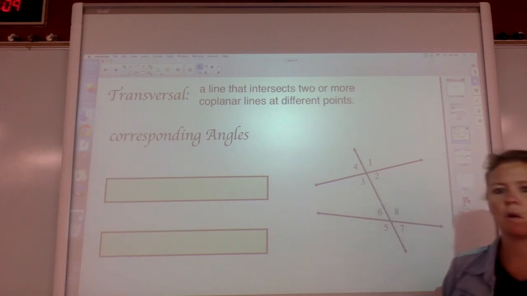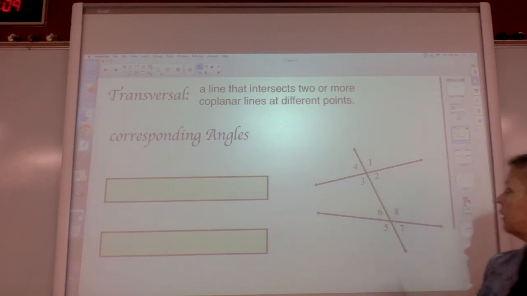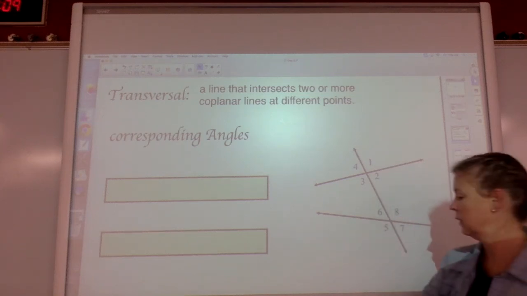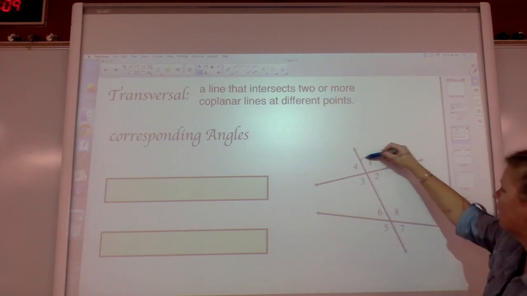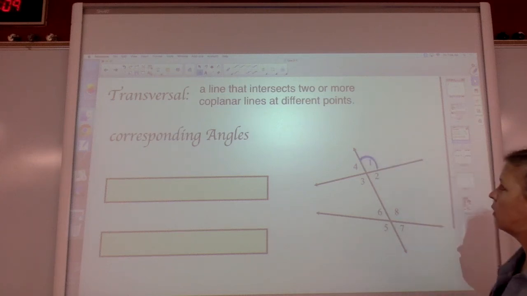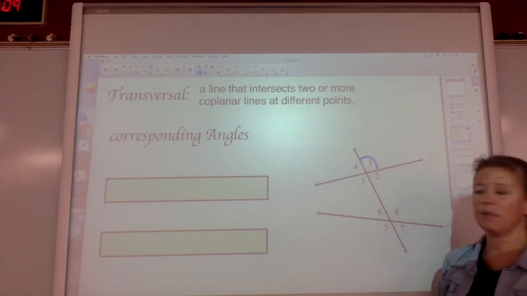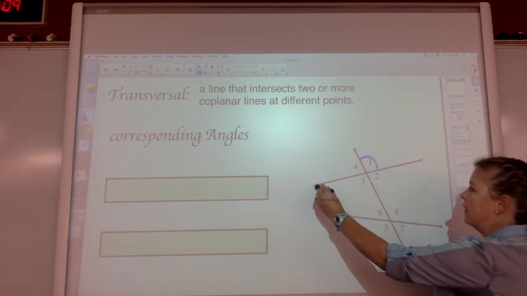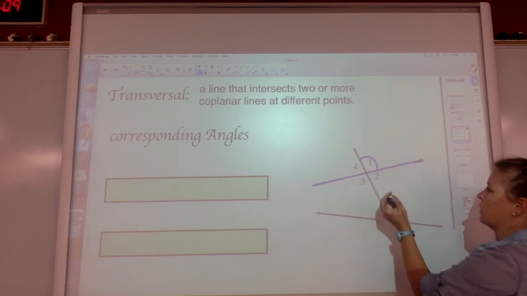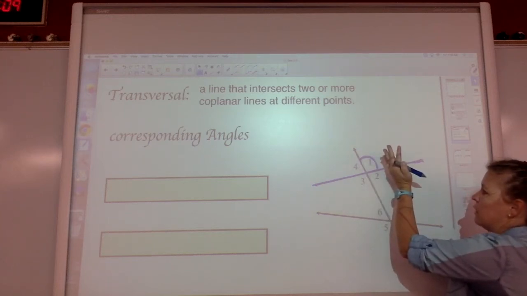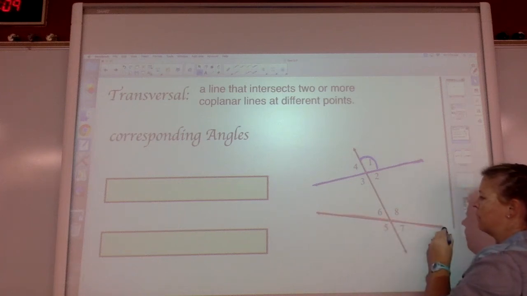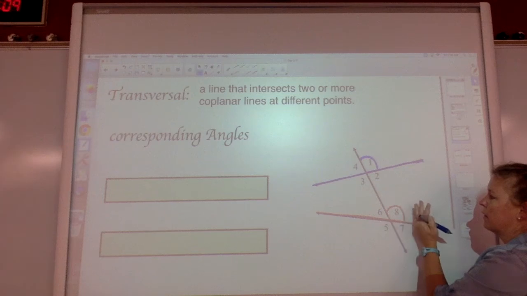Corresponding angles. Corresponding angles are 2 angles on 2 different lines that are in the same position on a transversal. So if I look at angle 1, I want to find a corresponding angle, meaning looks just like it, doesn't have to be exactly the same size, but it has to be in the same position. If I pick that angle, which is above this line and to the right of the transversal, my corresponding angle with it has to be above this line, but still to the right of the transversal.